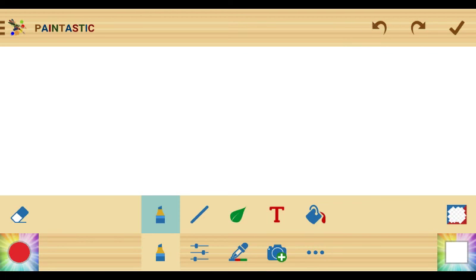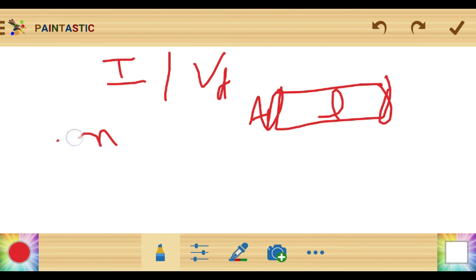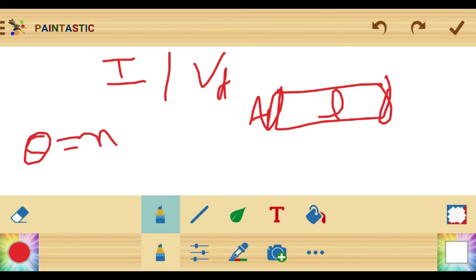Now I will come to the relation between electric current and the drift velocity Vd. It is very simple. Let Vd be the drift velocity once you apply the electric field E, and let small n be the number of free electrons per unit volume. The conductor length is L, and its cross-sectional area is A. So the total number of electrons will be n into A into L, since n is per unit volume.